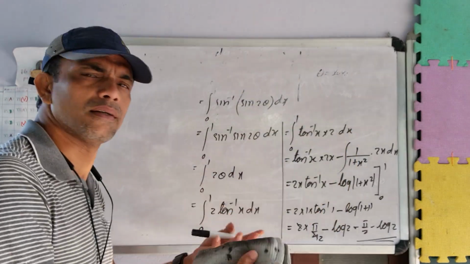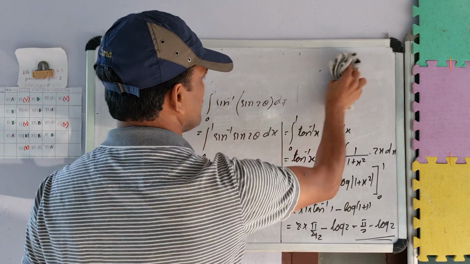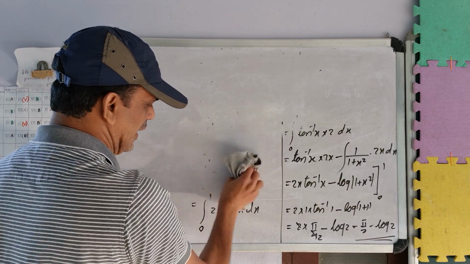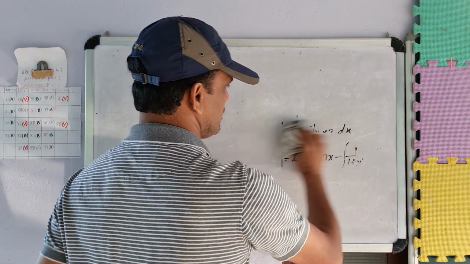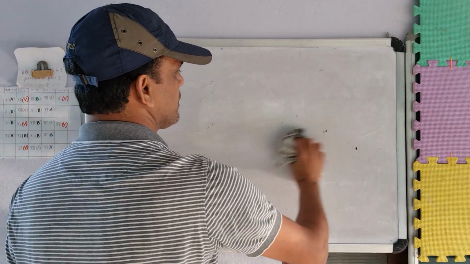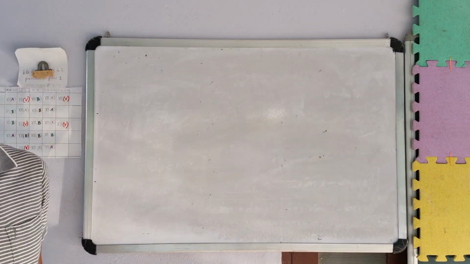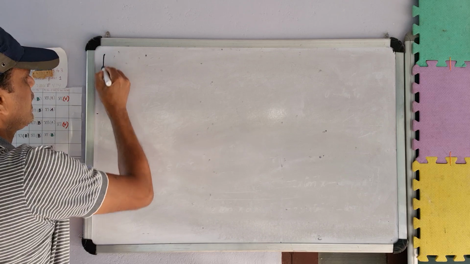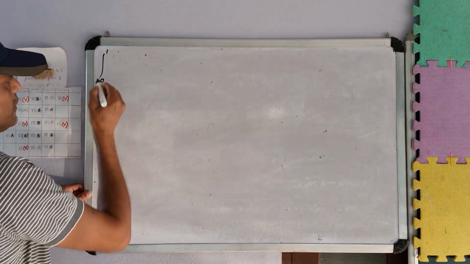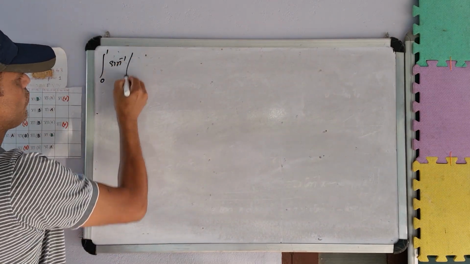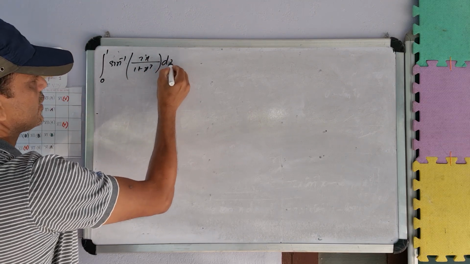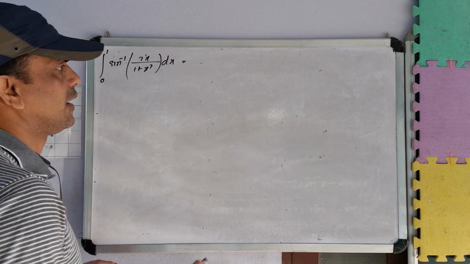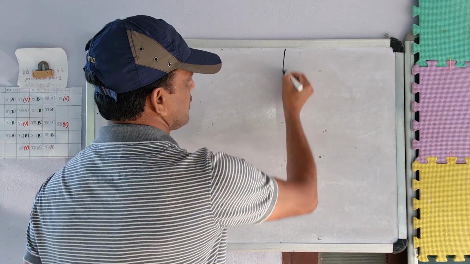If you apply this method, no problem, you'll get marks, but that's a better way. And that method is actually called integration by substitution. So let's try that method too. Here is the problem: integral from 0 to 1 of sine inverse of 2x over 1 plus x squared, dx. And now I substitute the same way as before.